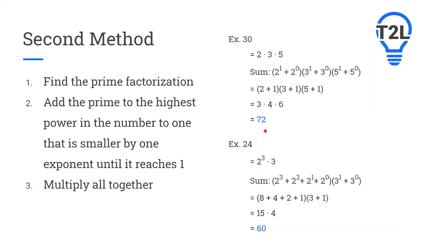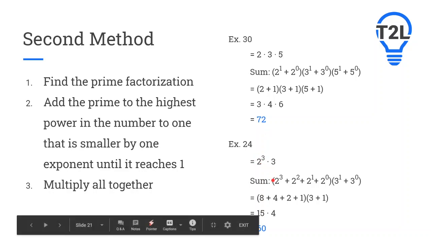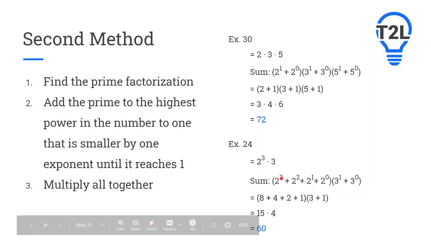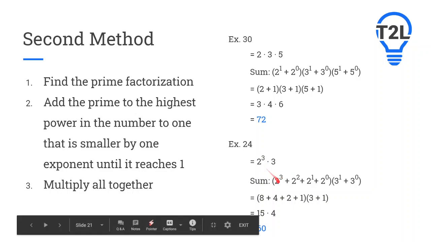Then you do the same thing with 24. Prime factorize it and you get 2 cubed times 3. Group them individually and add them in descending order. Start with 2 to the third, then squared, then the first, and then 0. Add them all up and you get 15. Same thing with 3: 1, 0, add them up, you get 4. When you multiply 15 times 4, you get 60.